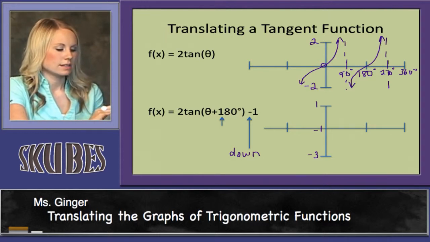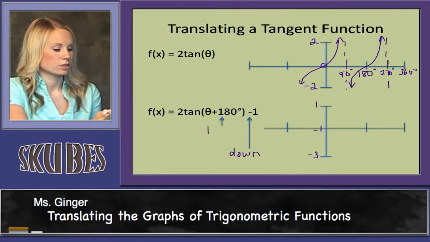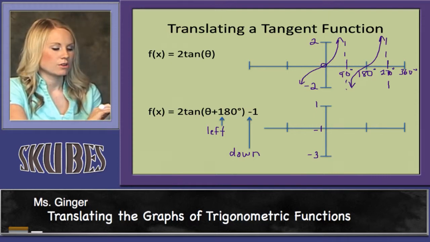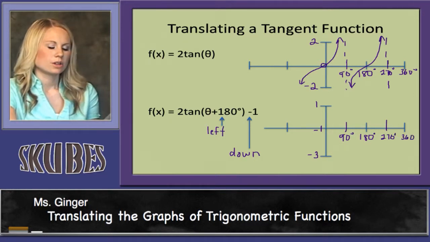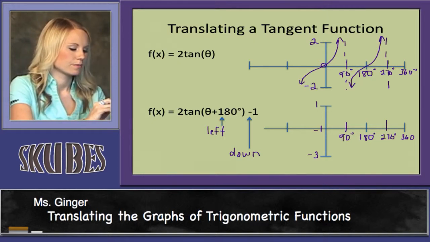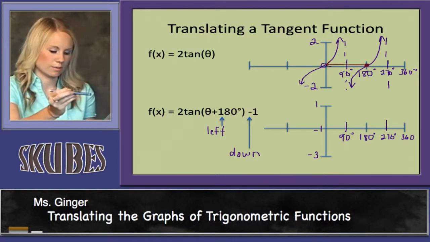All right, and I can see that this function has also been shifted left. We have a number added inside. That means it's moving left 180 degrees. So let's label our degrees and see what the new picture looks like. 270 and 360. Okay. So when we shift 180 degrees left, that's going to put this location here, now at the middle.